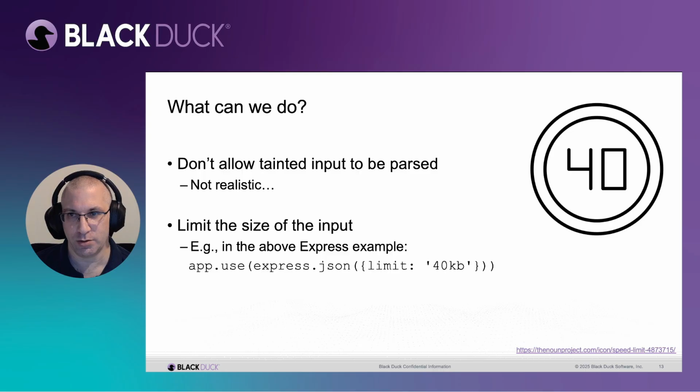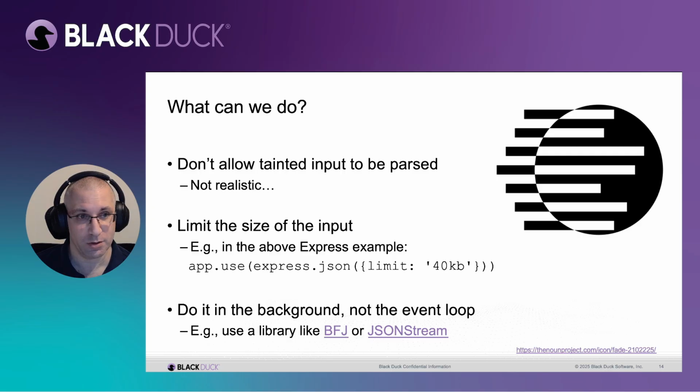And another approach, since we know that the attack is based on tying up the event loop, just do the processing outside of the event loop. Instead of using the built-in JSON.parse, you can use third parties like BFJ or JSON Stream to delegate the parsing to a worker thread. And again, will this be fast? It will not. Will this move the load off the event loop and free up your application so a single large payload won't tie it up completely? It will. So think about those things when you parse your JSONs.